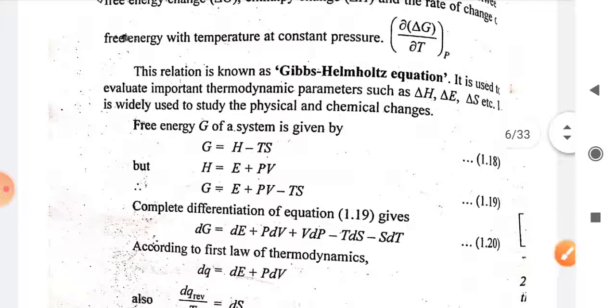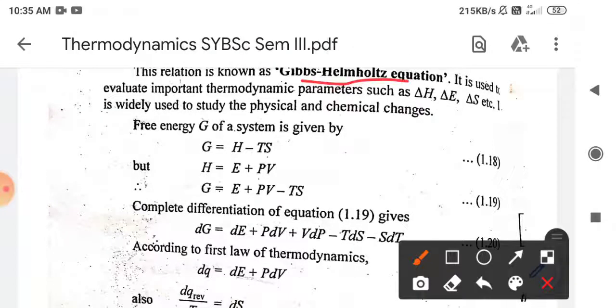Okay, so this relationship is known as the Gibbs-Helmholtz equation, and it is used to evaluate important thermodynamic parameters such as delta H, delta E, delta S, etc. It is widely used to study the physical and chemical changes occurring in a given system. If there are changes in the energies of the system, we can certainly say that there is a change in the physical as well as chemical properties of the system, because the properties indirectly depend upon the energies of the system. We consider all the energies, that is delta E, delta H, delta S.